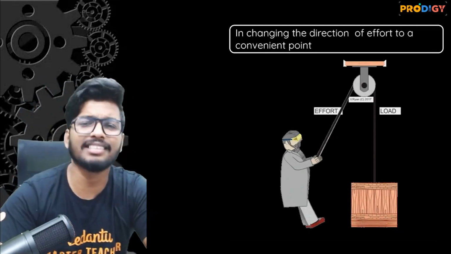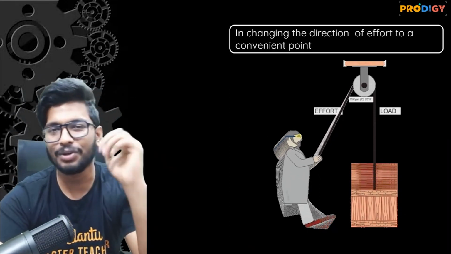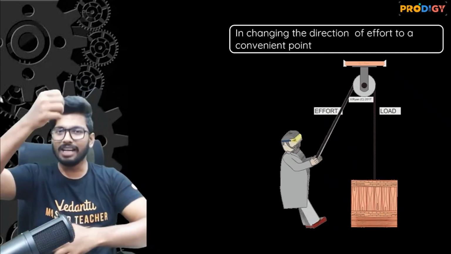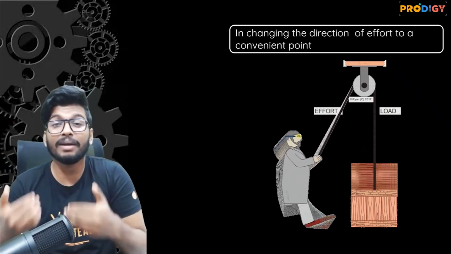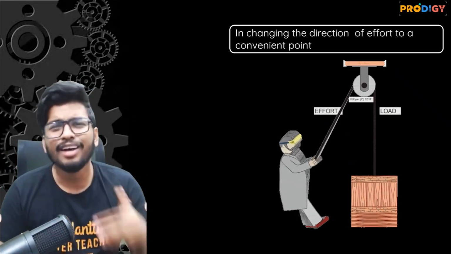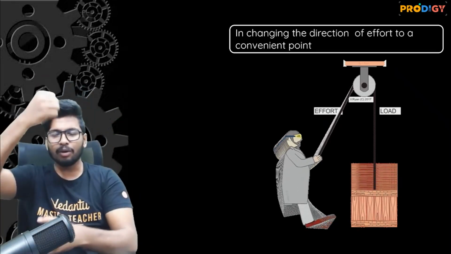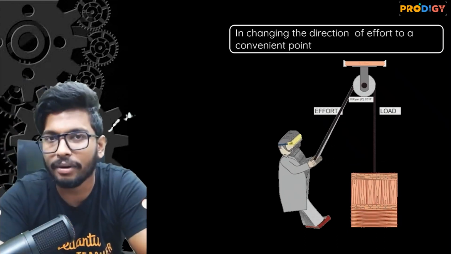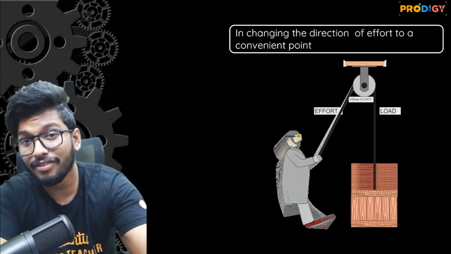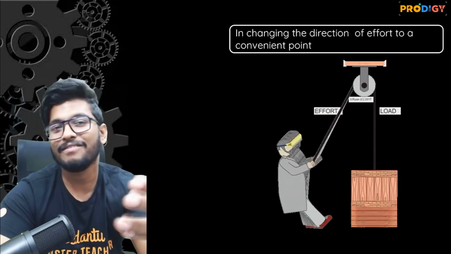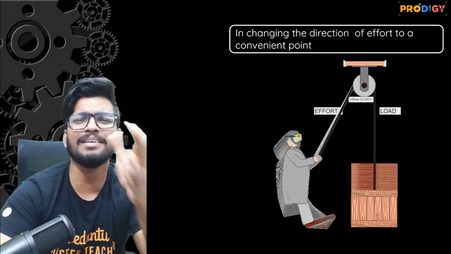The third thing is nothing but change in direction of effort, like in the case of the pulley. See, guys, like I told you before, it's easier for you to pull down something than to pull up something, because when you're pulling up something, you are basically going against gravity, so you have to put in a lot more effort over there. But when the direction changes this way, when you're working with gravity, the kind of effort that you have to put in is actually much lesser. So sometimes to change the direction of effort to a convenient point, we might use a machine. In the case of a pulley, a simple pulley this is.